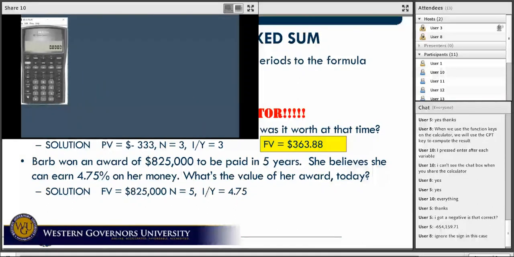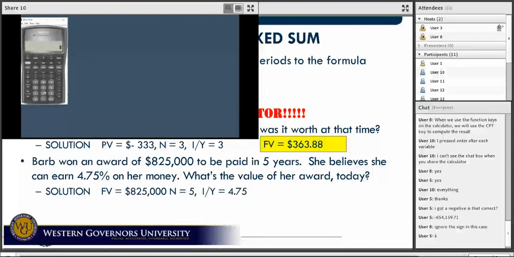So we've got a future value of how much? $825,000. Okay. So we've got $825,000 as our future value. And that's going to be received in 5 years. 5 is equal to N.